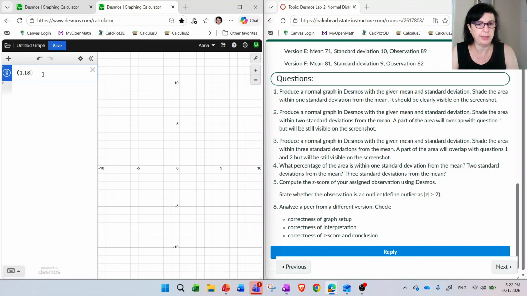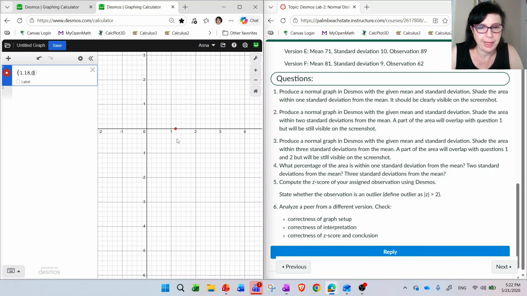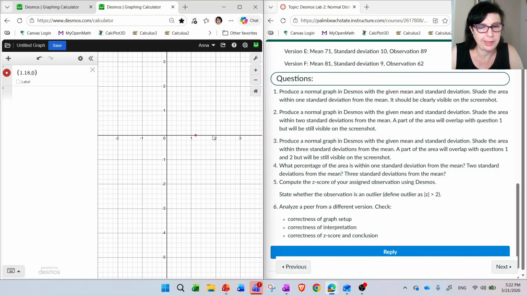So I put 1.18, 0. And what that does is it graphs it for me on the number line. Why 0? Because I just want it to be on the x-axis. The y coordinate doesn't matter. When I get close to it, I can see that 1.18 is not larger than 2. So if this was larger than 2, it would be over here somewhere. And that means it's not an outlier.